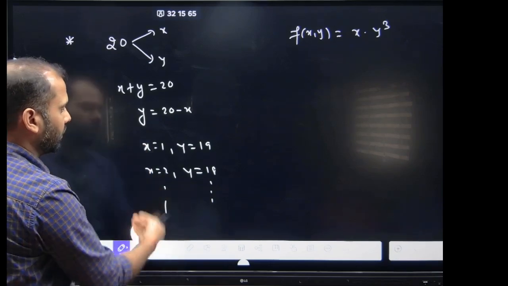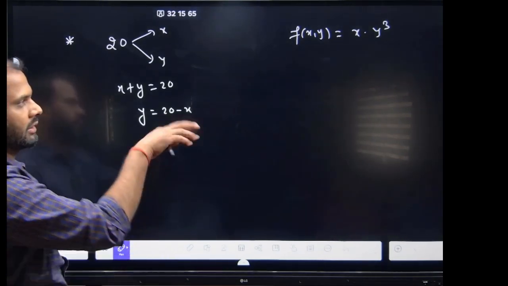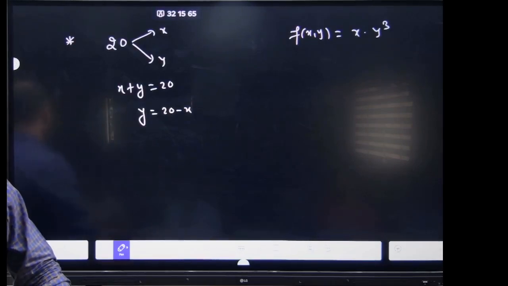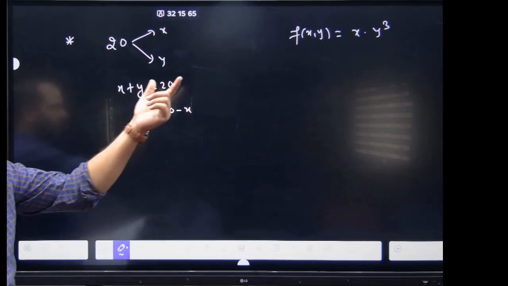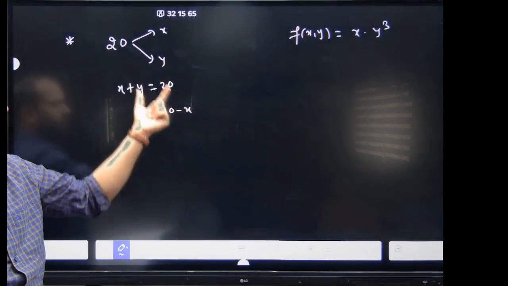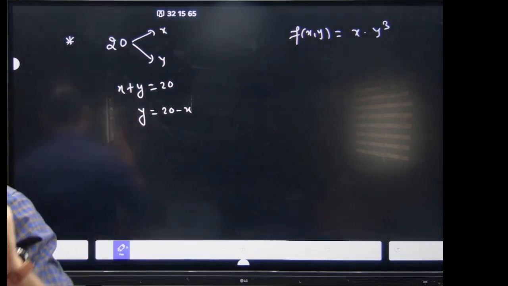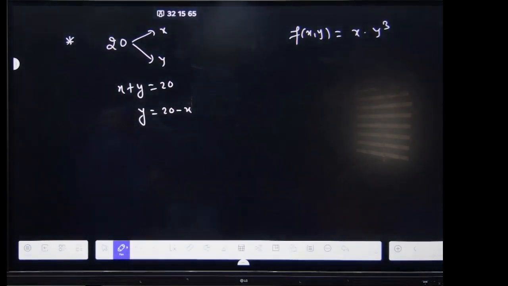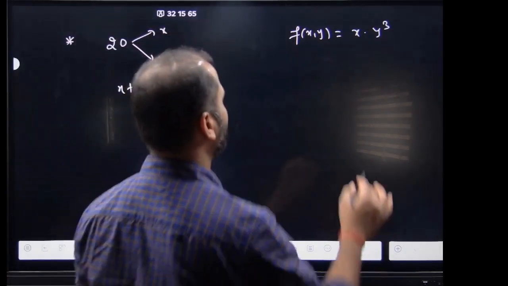Either manually you do x is equal to 1 value, you substitute and put that value, or you apply the maxima minima concept. So whenever this type of function is there, first you write that function and then you try to replace all variables in terms of 1. Here two variables are there, x and y, right. I should replace it into one variable. So you tell me how to replace.